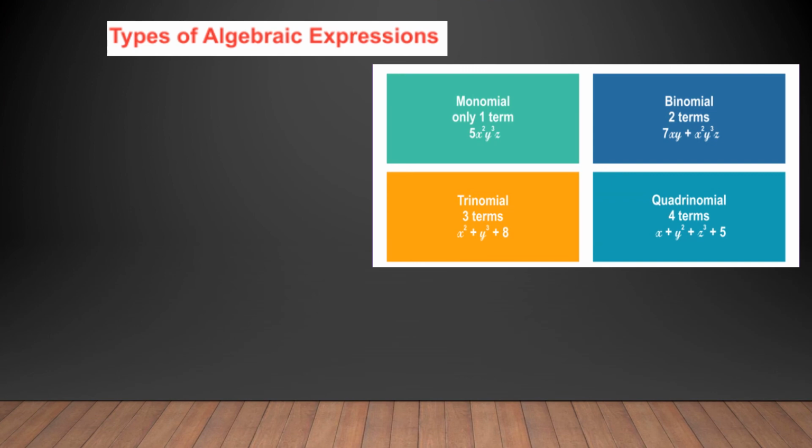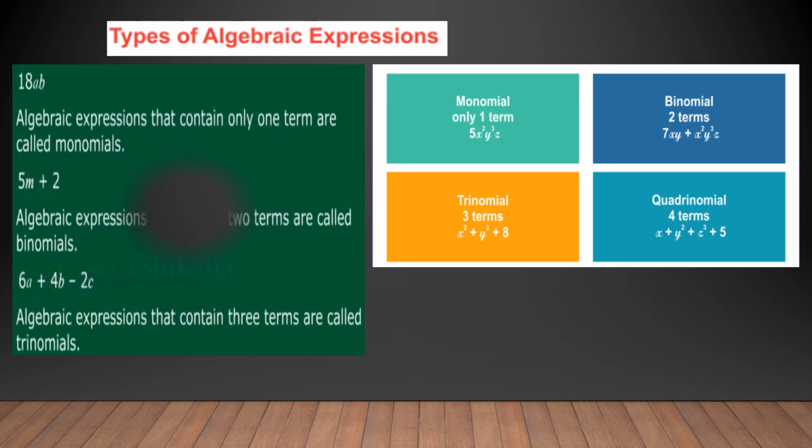Types of algebraic expression. Algebraic expressions that contain only one term are called monomials. For example, 18ab has only one term. Therefore, it is a monomial. Algebraic expressions that contain exactly 2 terms are called binomials. For example, 5m plus 2 has 2 terms. Therefore, it is a binomial.